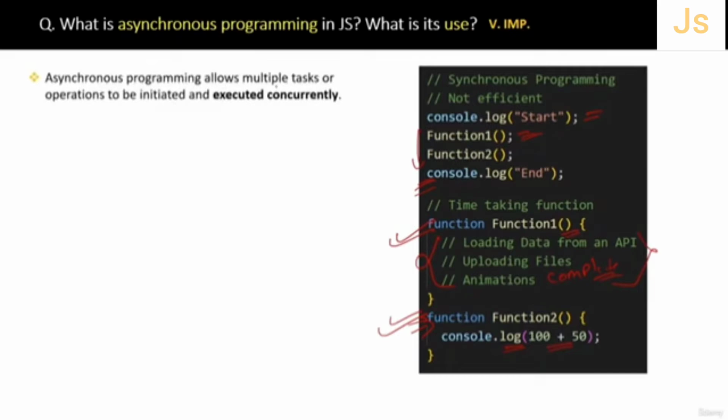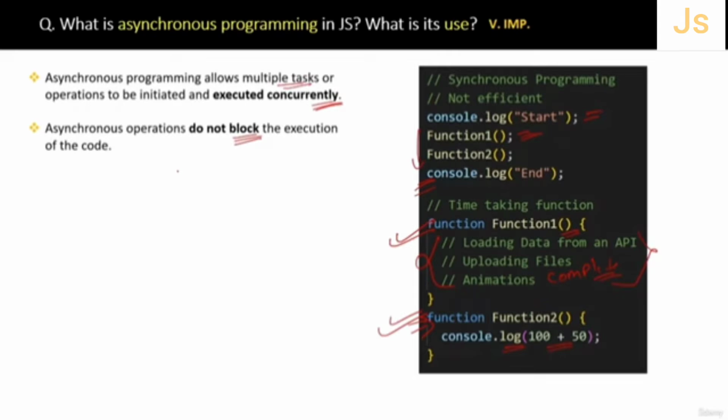Asynchronous programming allows multiple tasks or operations to be executed concurrently. Another very important point is that asynchronous operations do not block the execution of the code. Very important point. Now the question is when to use asynchronous programming, in what scenarios in real applications.